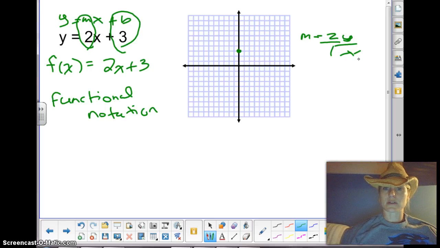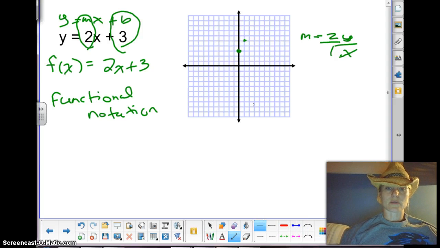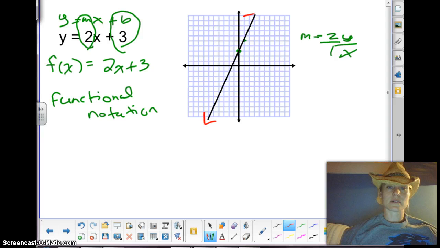Ugh, that looks terrible, sorry. Let's try that again. It's not easy to write on this. All right, so from this point, I'm going to go positive 2 in the y and 1 in the x, okay? And then we can just draw that line. So going back to our slope-intercept, okay? And do our little arrows here. So there we go. So here's my function of x.